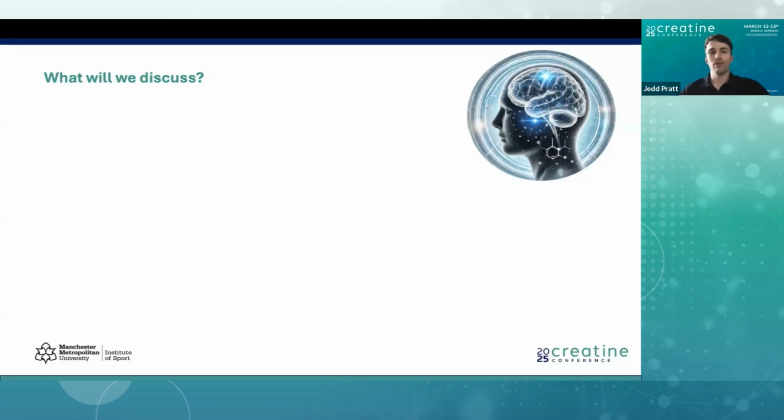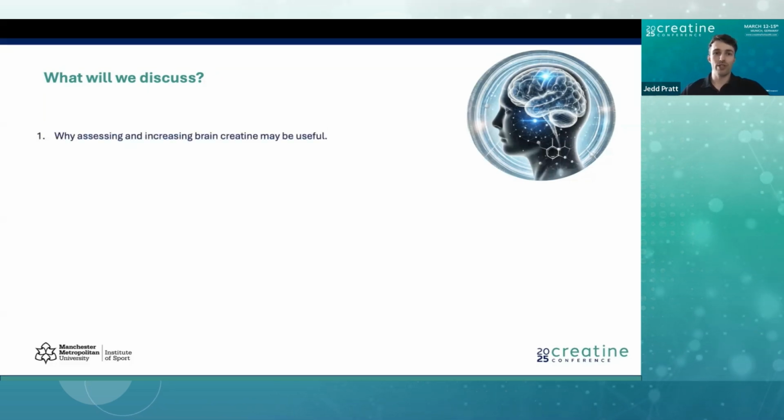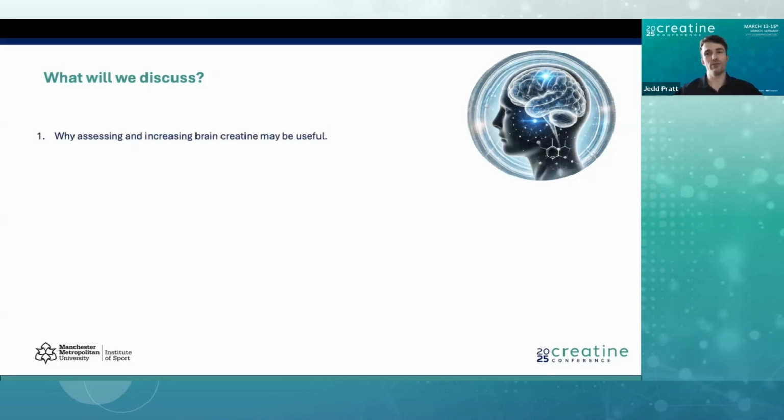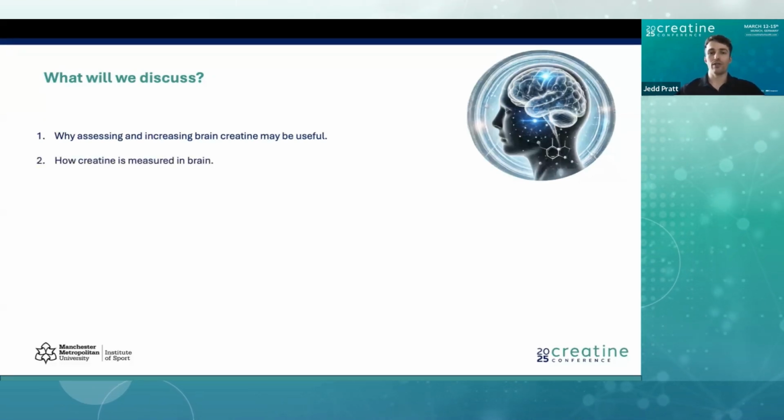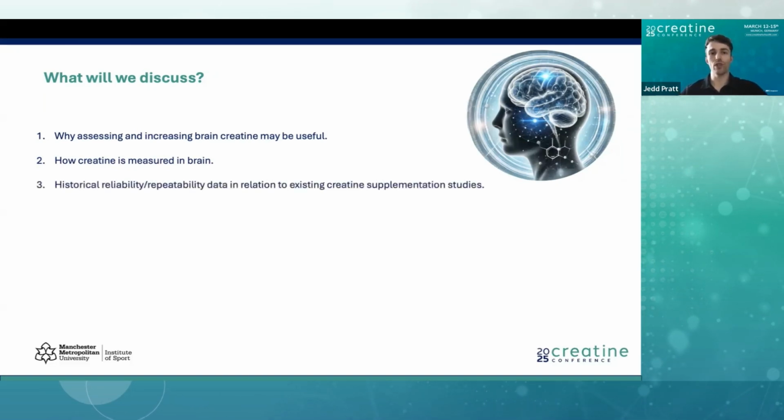So in terms of what we'll talk about today, a bit of a session overview. I'm going to start by giving us some background, laying a bit of foundation towards why assessing and potentially increasing brain creatine might be useful in some different settings. Then we'll move on to focus on how creatine is actually measured in the brain. So we'll spend a good bit of time on that.